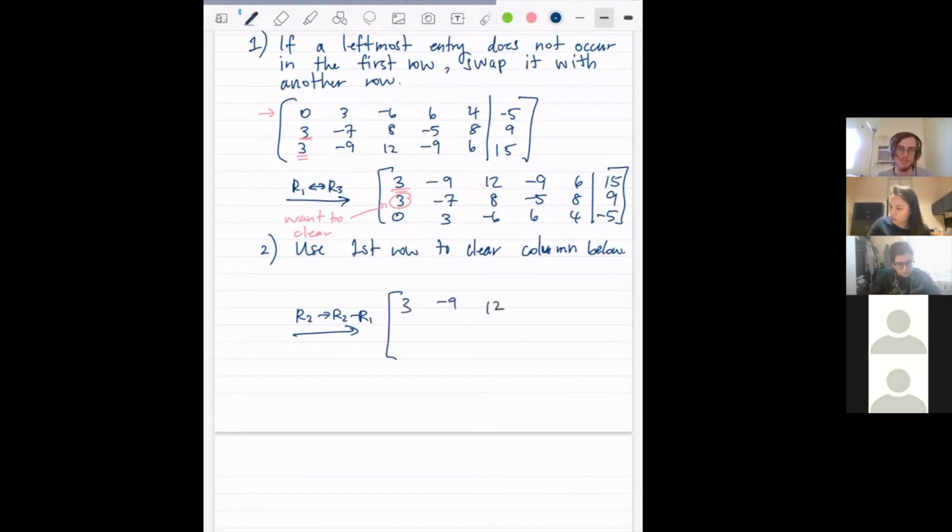So the first row stays the same, so we'll just copy it down. And the second row will have row 2 minus row 1, so we'll get 0. -7 minus -9, so that will give you 2. 8 minus 12 would be -4. -5 plus 9 would give you 4. And 8 minus 6 is 2, and 9 minus 5 is -6. That should be right. Okay, and then the last row stays the same.